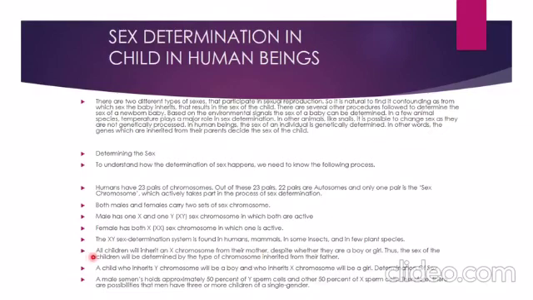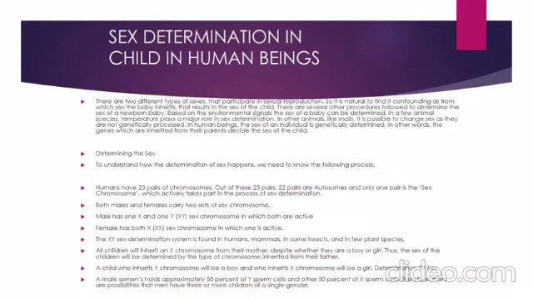All children will inherit an X chromosome from their mother, whether they are a boy or a girl. Thus the sex of the children will be determined by the type of chromosome inherited from the father. A child who inherits the Y chromosome will be a boy and one who inherits the X chromosome will be a girl. There is a 50-50% chance of having a male or female child.